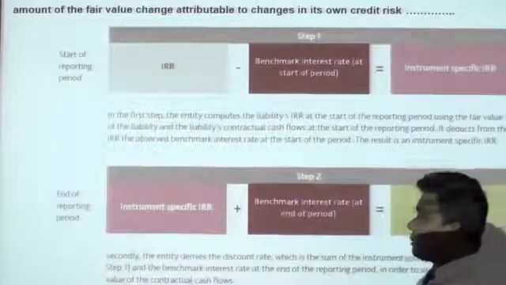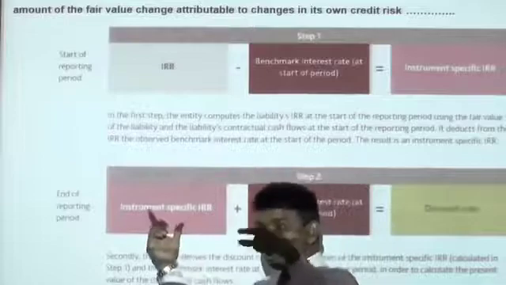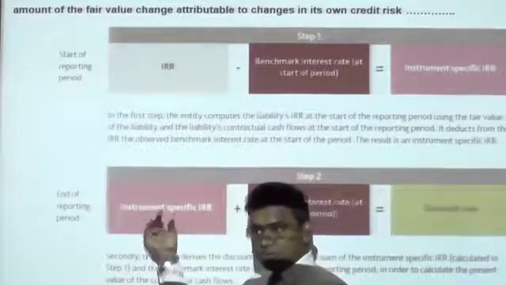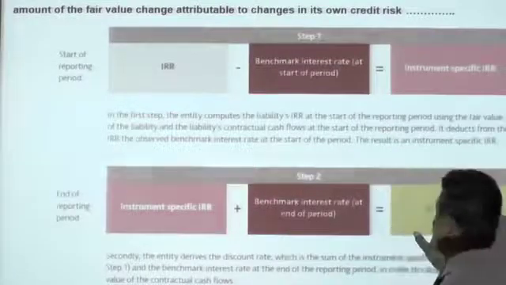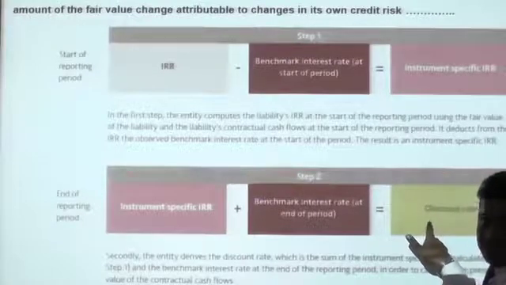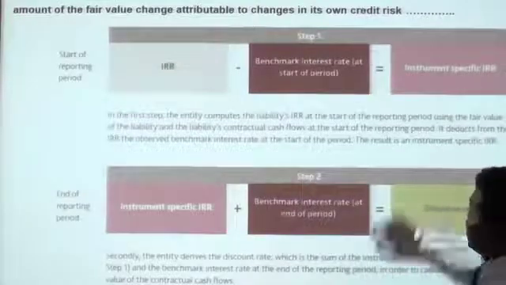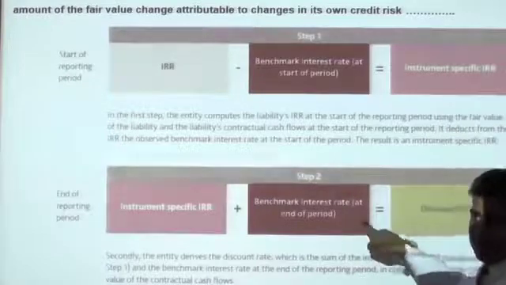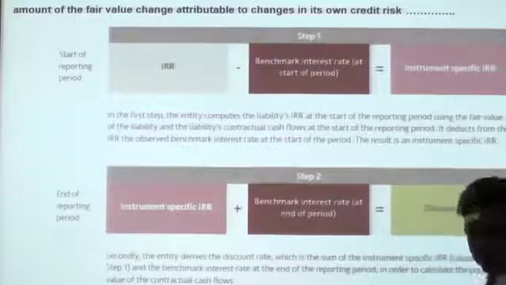Then when it comes to the year end, you had 40% additional IRR. Take the instrument specific IRR 40%, and take the year end benchmark rate. The total is your discount rate. Is that clear? Total will be your discount rate. If company A, no instrument specific IRR, therefore they will discount by the market rate at the year end. But company B will discount by an additional rate.